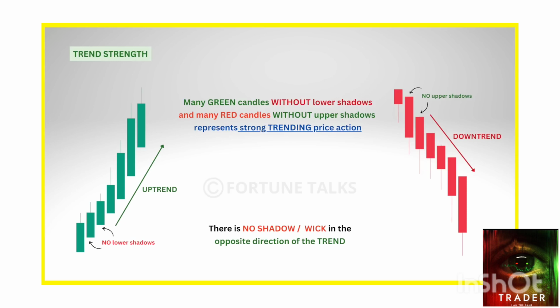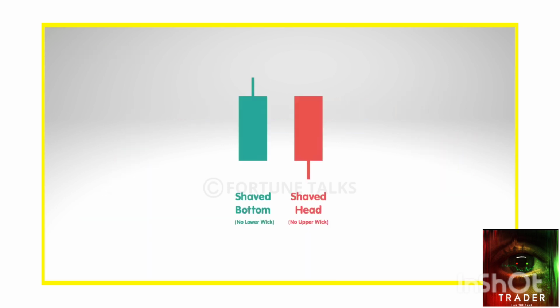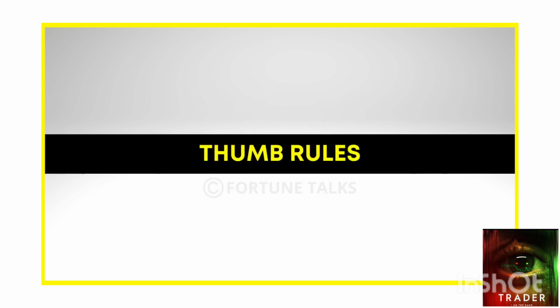Now, as mentioned earlier, these candlesticks that have no shadow or wick on one end are also called shaved candles. That is, if there is no lower shadow or wick, the candle is called a shaved bottom, and if there is no upper shadow or wick, the candle is called a shaved head. Now let's take some examples to understand these thumb rules and how to use these candles to our benefit while trading. We have already talked about this in the previous section, but this revision will help you forge the rules in your mind.